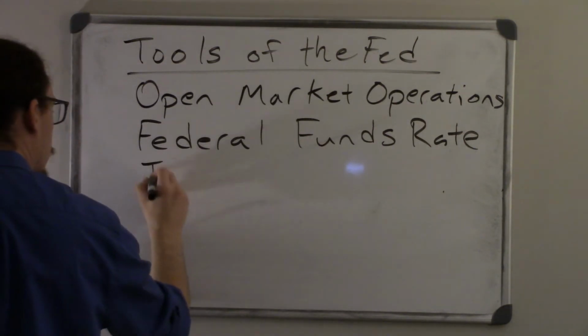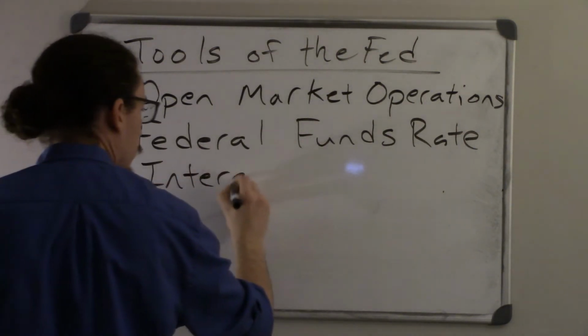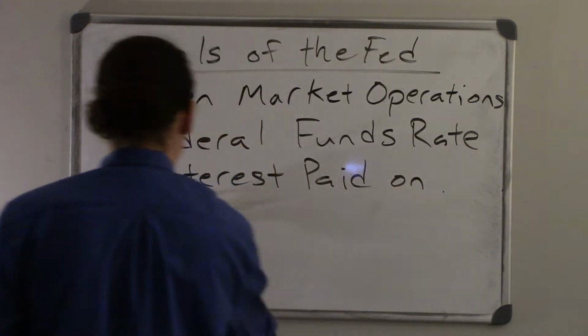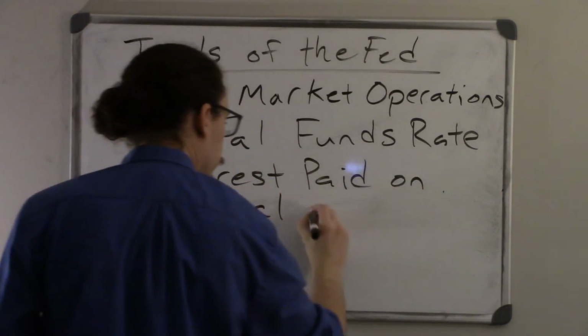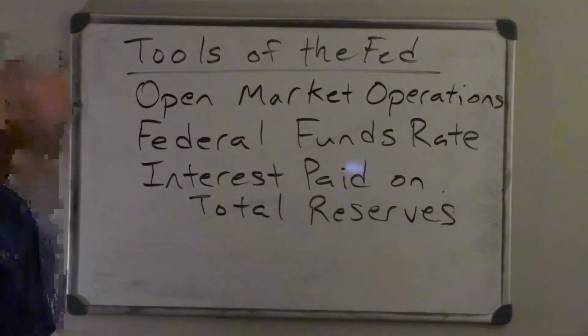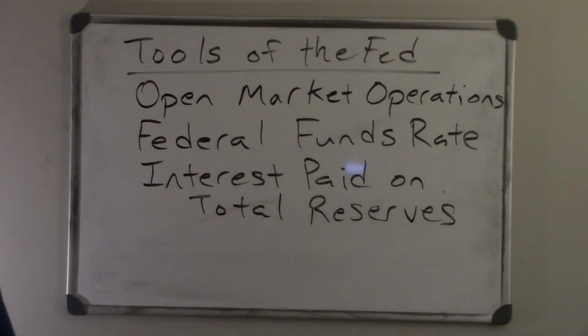And finally, interest paid on total reserves. All right, so those are the main tools of the Fed. This is the mechanism through which they are going to try to influence aggregate demand.